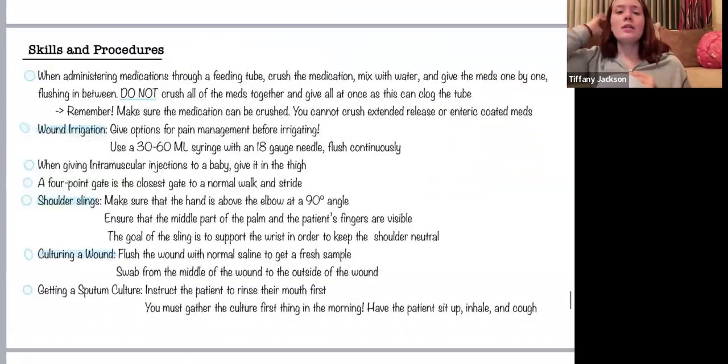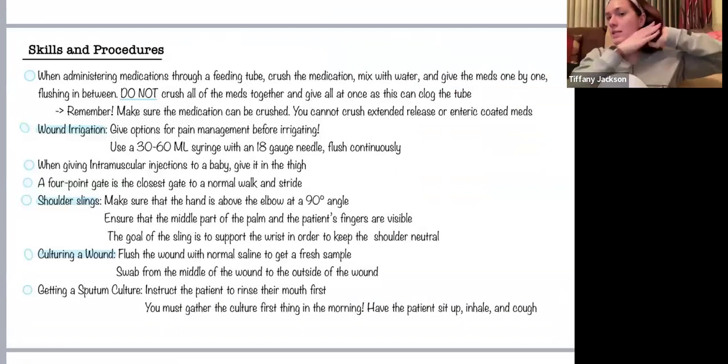And last but not least, we have some common skills and procedures. We've already discussed administering medications through feeding tubes. So you have to make sure that it is the appropriate medication, that we give them one by one and flush in between. When irrigating a wound, we always want to focus on pain management first, and then we irrigate with a needle and a syringe, and we flush continuously.